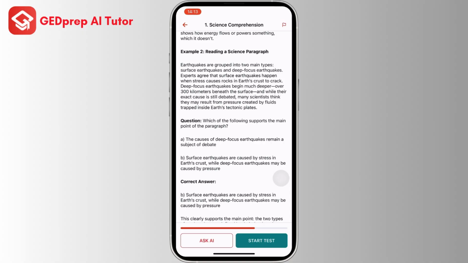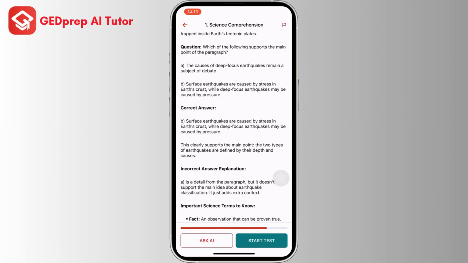Now here's the question. Which sentence supports the main point of the paragraph? Option A, the causes of deep focus earthquakes are still debated. Option B, surface earthquakes are caused by stress in Earth's crust, while deep focus earthquakes may be caused by pressure. The correct answer is option B, because it clearly connects both types of earthquakes to their causes. And that's the main point of the paragraph.